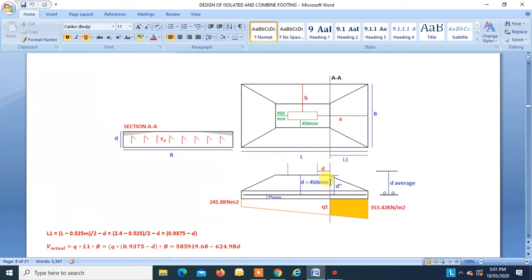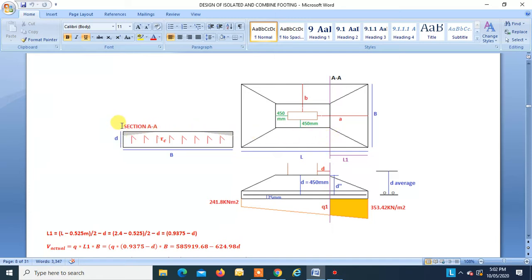At this section, the permissible shear force which this concrete section can take is equal to tau c into D into length B. This is section AA shown over here. This is B, this is D, and we can see this shaded portion I have shown over here because this is a trapezoidal footing. So from here the depth is decreasing, going something like that, and over here going something like that.